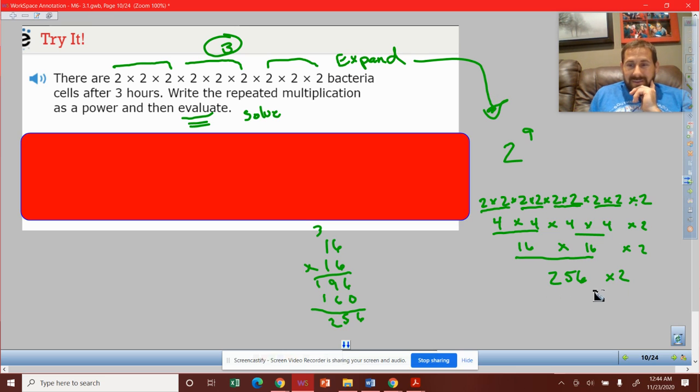So 256 times 2 is 256 times 2. 2 times 6 is 12. 2 times 5 is 10 plus the 1, so it's 11. 2 times 2 is 4 plus the 1, it's 512. So hopefully you understood that.